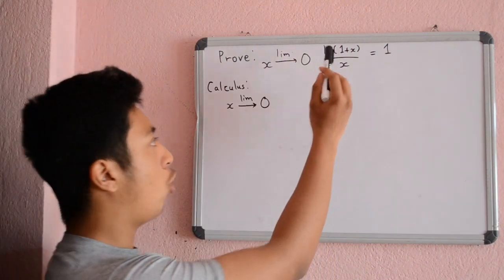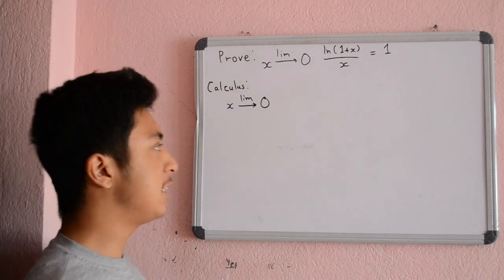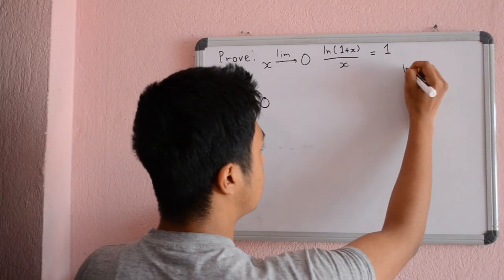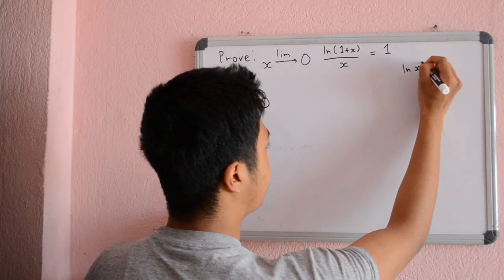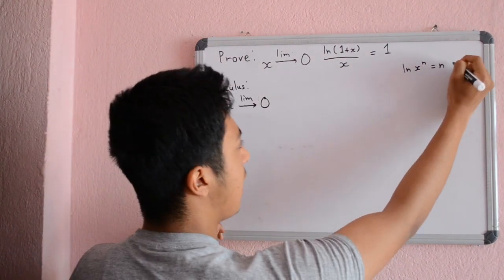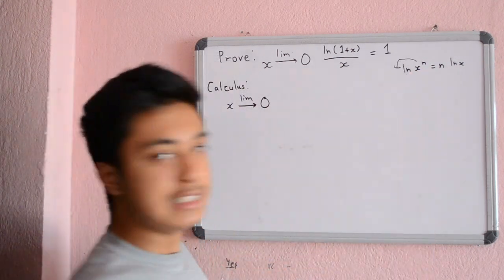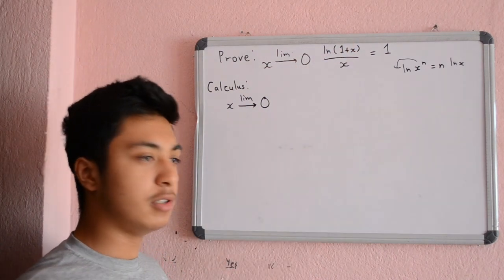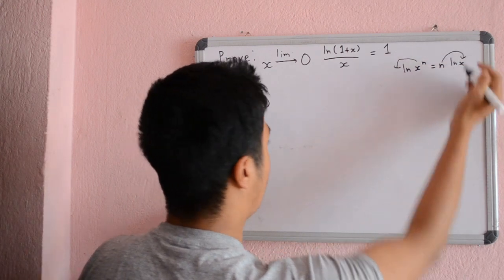Here, we have log, or ln, and we can use a log property to prove this limit. The property we're going to need is the power property. So, ln of x to the power n will be n times ln x, so the power will come out. But in this case, we see that inside the ln, we don't have any power. So what we're going to do is put the power inside the log.